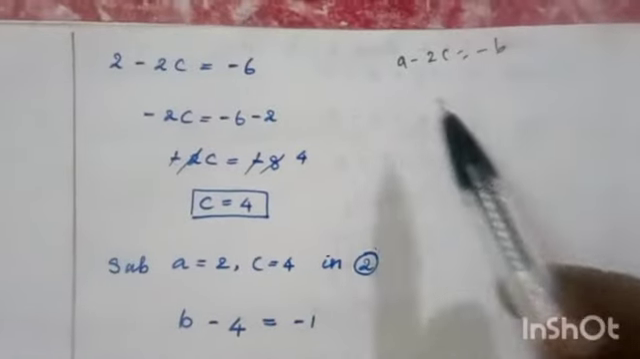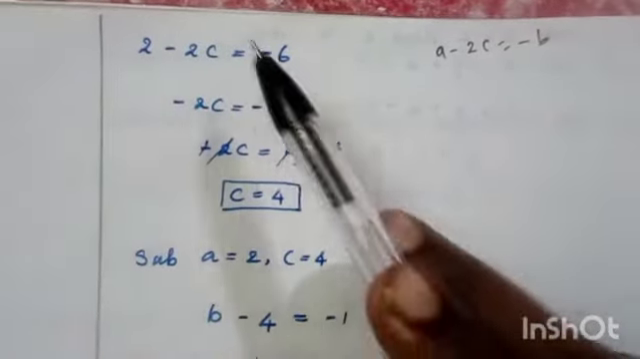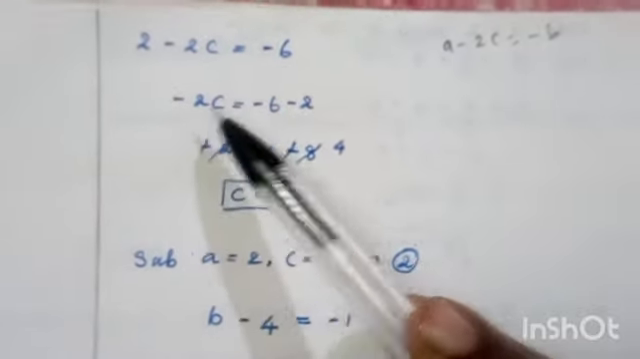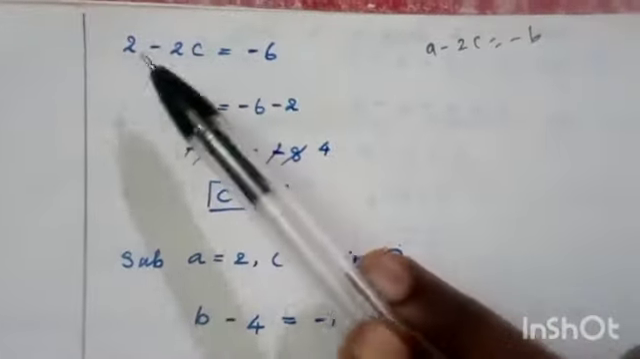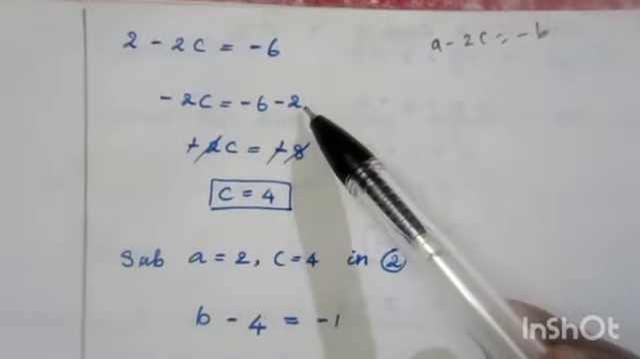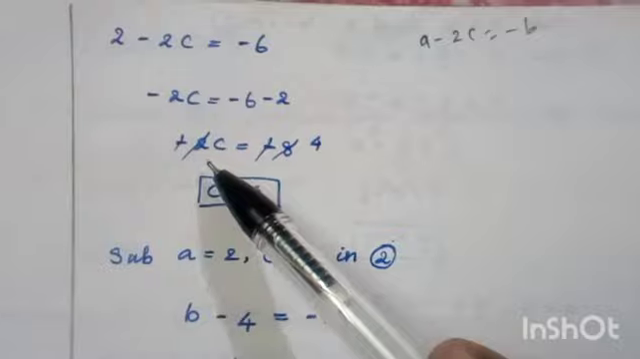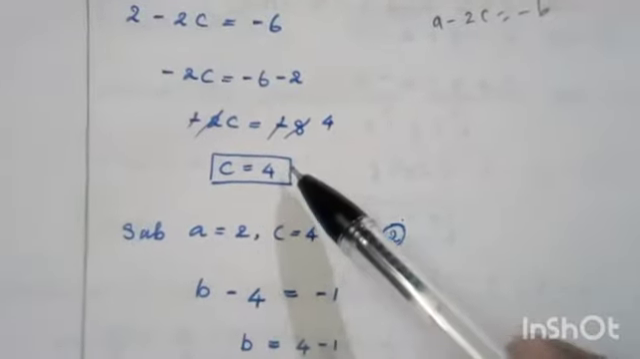Equation number 4 is a minus 2c equal to minus 6. So a value we found is 2, 2 minus 2c equal to minus 6. So minus 2c equal to minus 6, this plus 2 transposes here, it is minus 2. So minus 2c equal to minus 8. Minus minus cancel. 1 2 is 2, 4 2s are 8. c equal to 4.